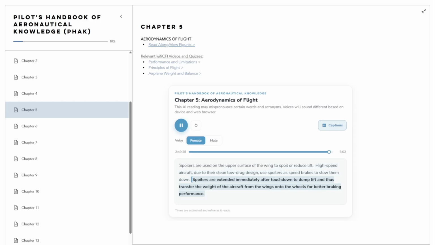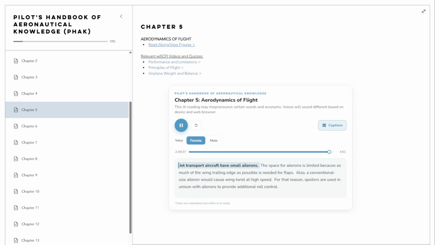Spoilers are extended immediately after touchdown to dump lift and thus transfer the weight of the aircraft from the wings onto the wheels for better braking performance. Jet transport aircraft have small ailerons. The space for ailerons is limited because as much of the wing trailing edge as possible is needed for flaps. Also, a conventional size aileron would cause wing twist at high speed.